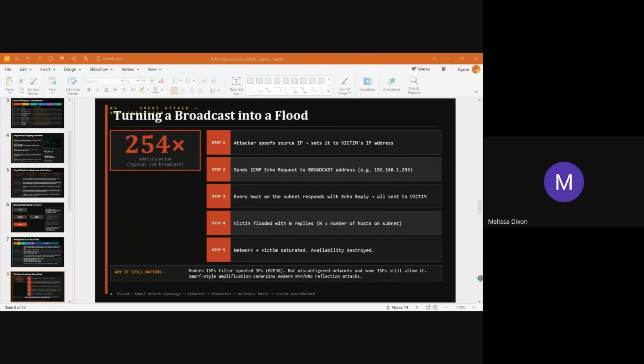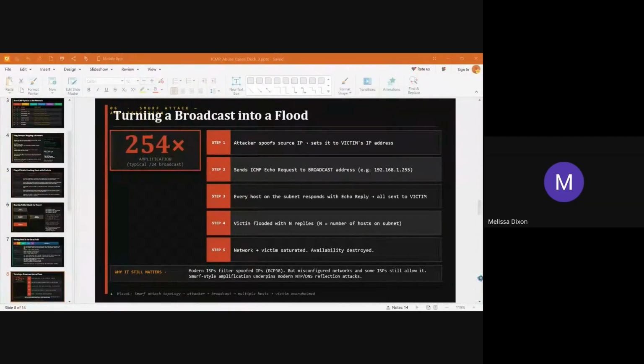So the modern relevance for now: both conditions still exist in misconfigured networks and even in some ISPs. And more importantly, the logic of Smurf is identical to NTP reflection. So a small spoofed request, a large amplified response to the victim. The protocol changes, the math doesn't, essentially, right? The protocol changes, but the math is still the same math.